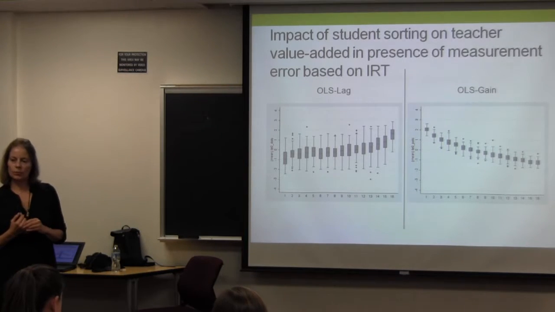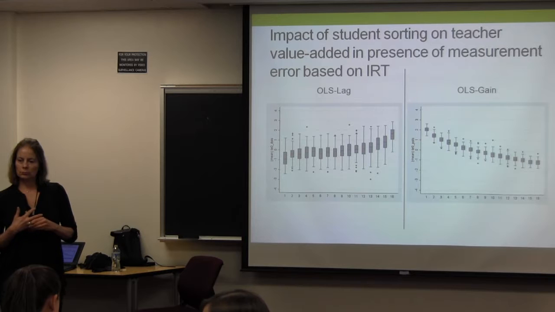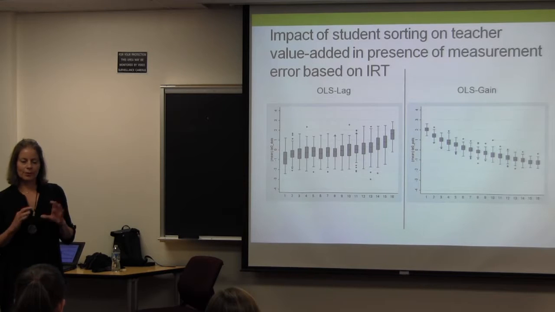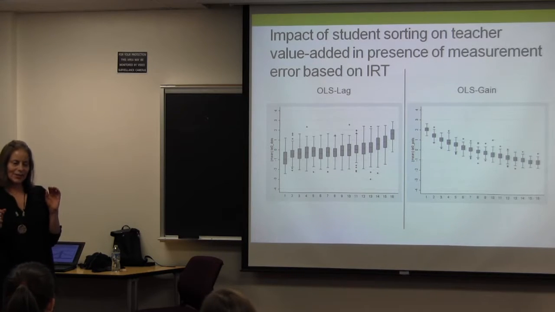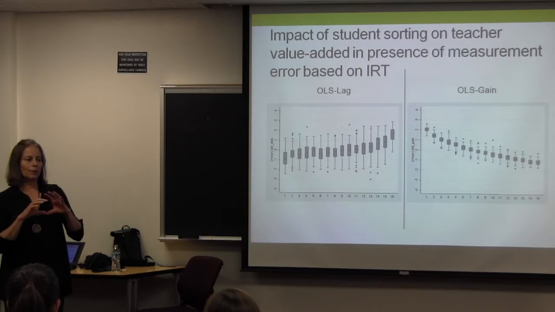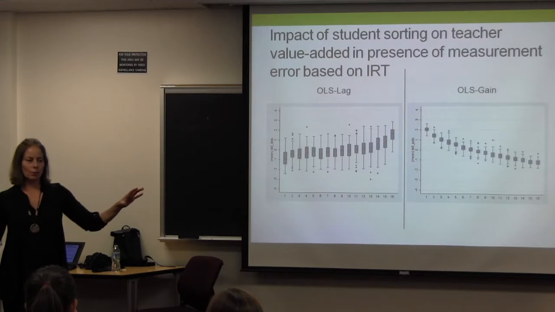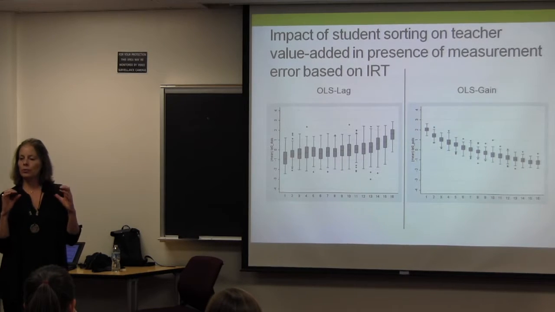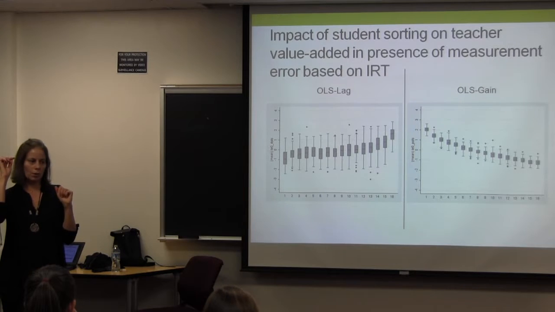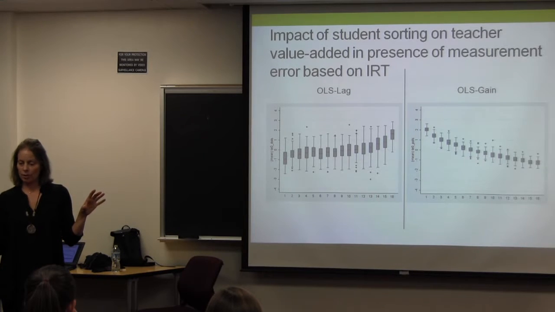I just had a question. I want to understand, how are you incorporating the measurement error in your simulation here? Okay, good question. It's a little complicated. So we start out by simulating, drawing from a normal distribution, students' true achievement scores, okay? Their true knowledge. So we have that measure.